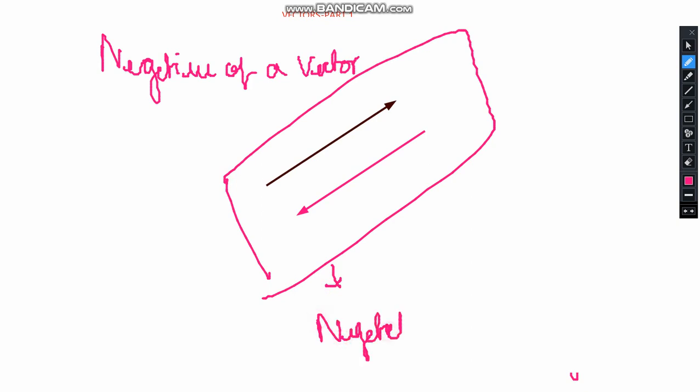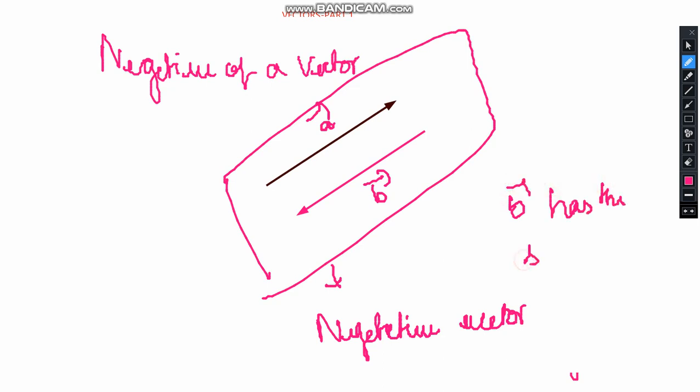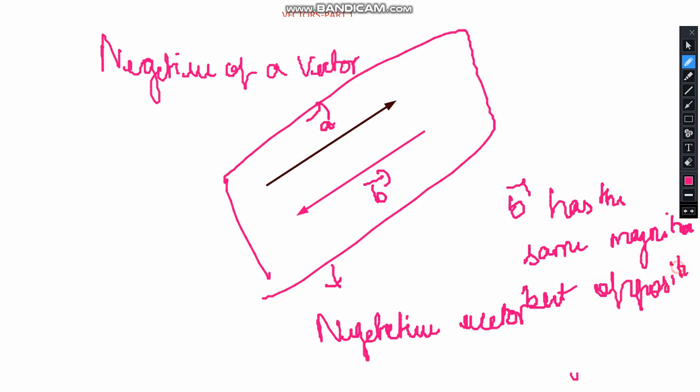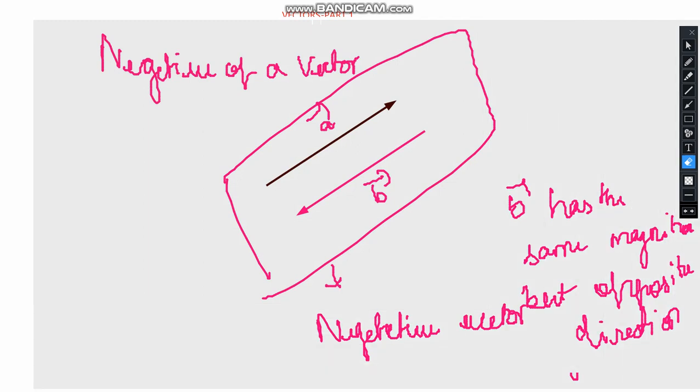Basically this could be b vector, this could be a vector. So b vector has the same magnitude, they have the same magnitude, but literally opposite, with opposite direction. This is negative vector. Negative of a vector. B vector is negative of the a vector. Very important, very useful concept.